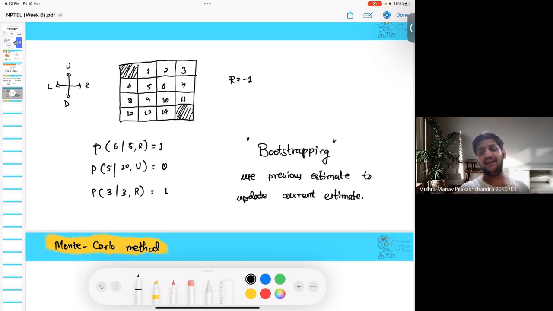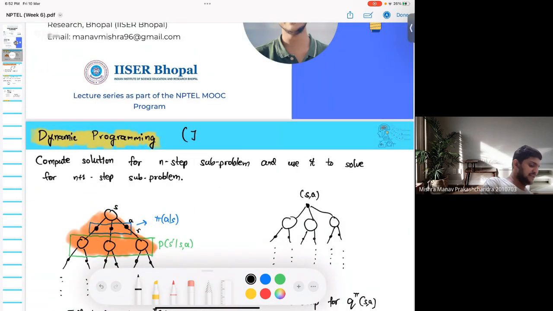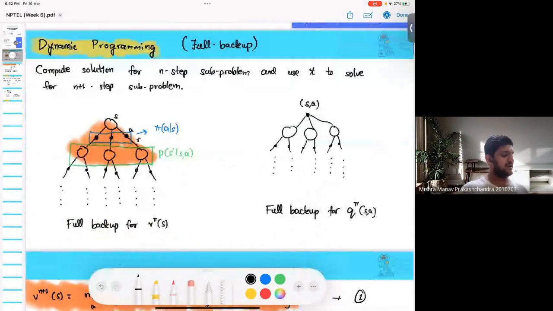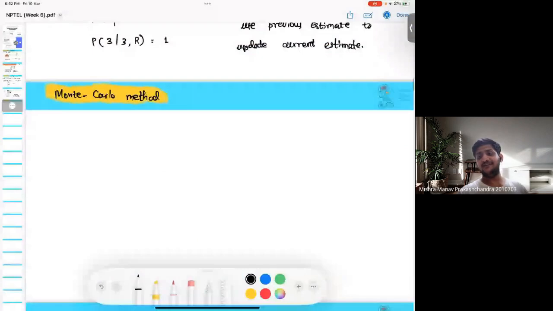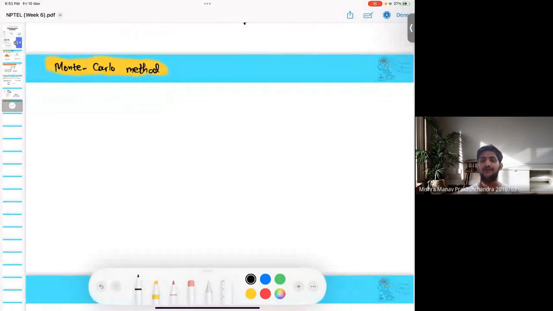I am trying to take a backup of all the states, and especially in the dynamic programming case, I am dealing with the full backup, because I need to do a complete sweep of the state space in order to take a backup. This is known as a full backup. In Monte Carlo, instead of having the full backup, if I want to do a full backup, I need to know the model of the MDP. I need to know the policy. I need to know the reward distribution.